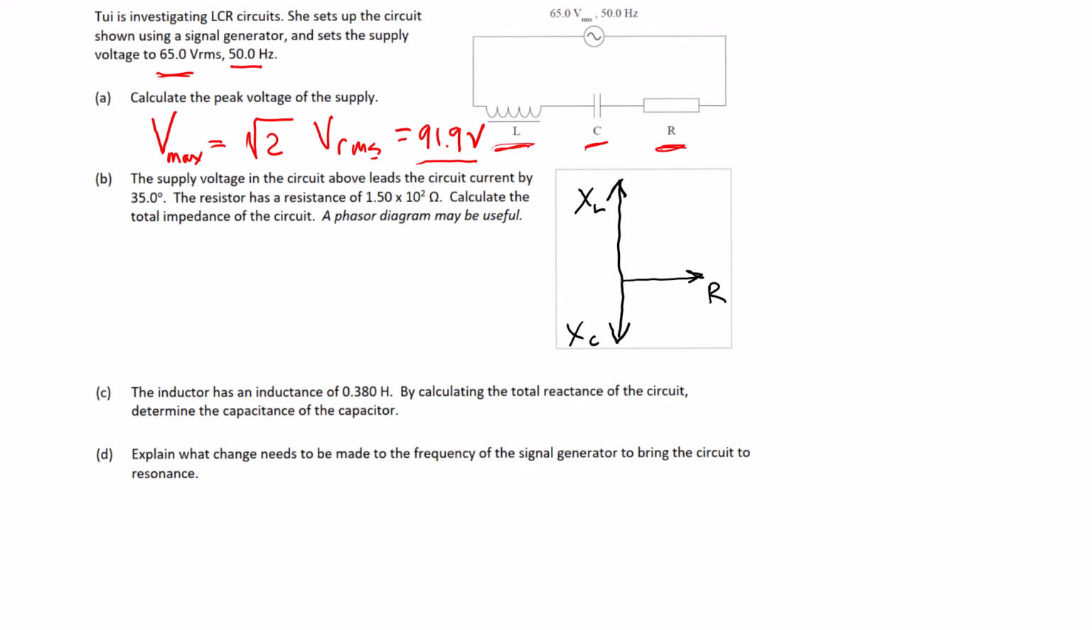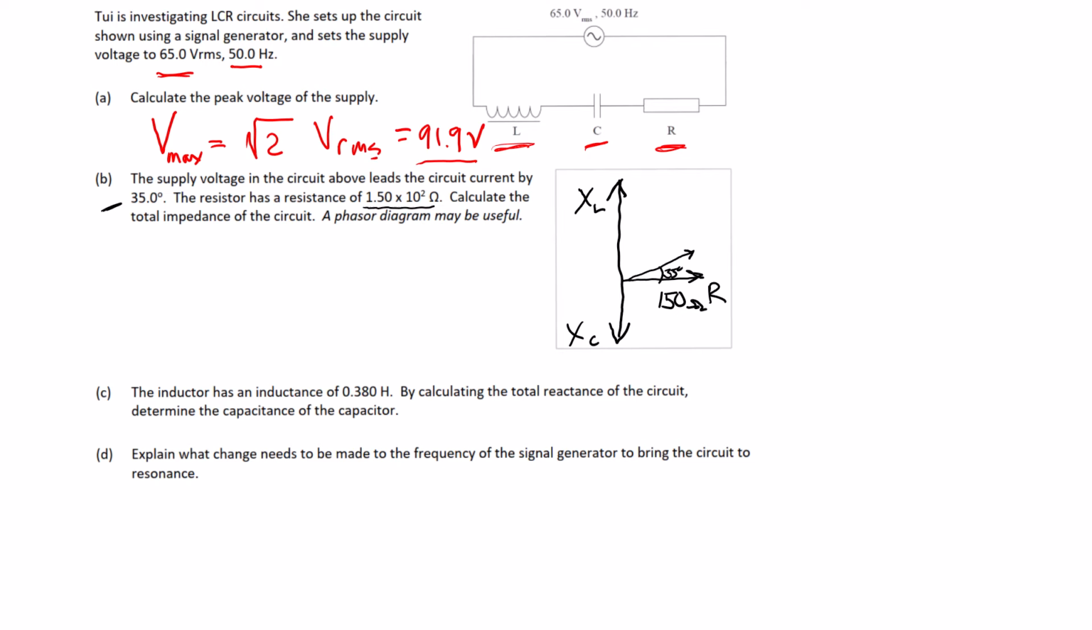So there's our phasor diagram, and we're given that the resistance is 1.5 times 10 squared ohm, so that's 150 ohm, and we're told that the supply voltage leads the current by 35 degrees. So let's draw our diagram in here of 35 degrees. And we need to find the total impedance of the circuit.